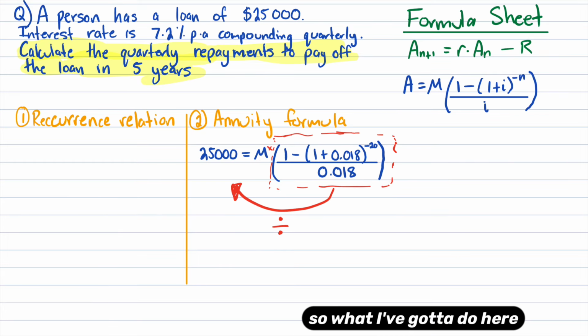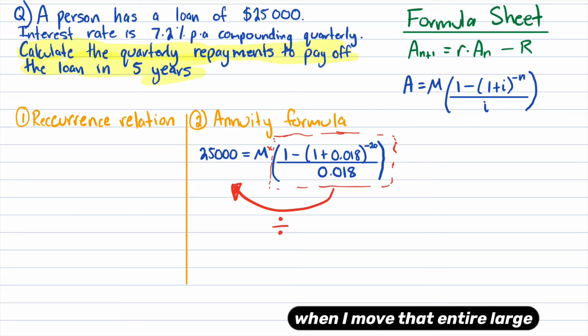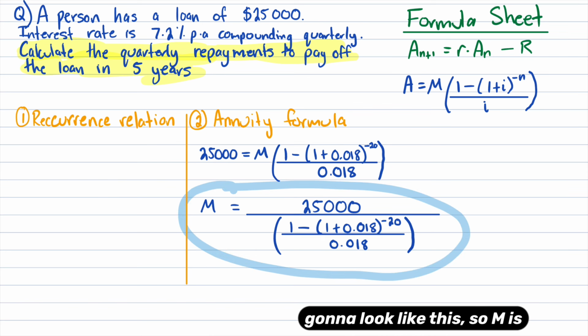Because I'm trying to find M, there's technically a multiplication symbol between M and the bracket. So when I move that entire large bracket over to the other side, the opposite of times is divide, so I'm going to have to divide. That's going to look like this. So M is going to be equal to all of that.